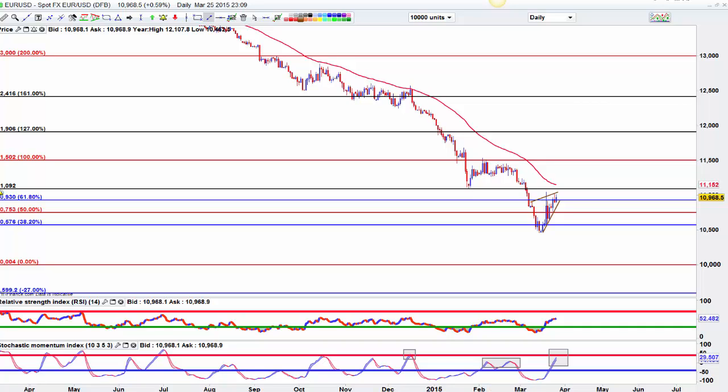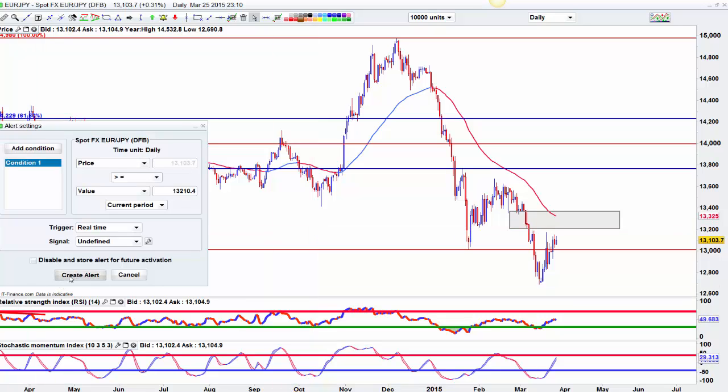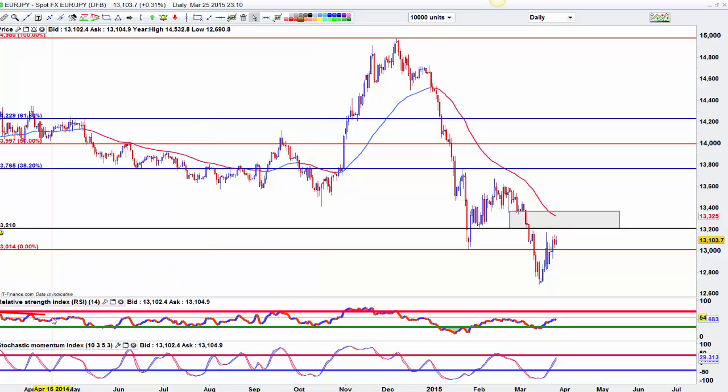And what else have we got? Euro yen. This has been very resilient, this one. Well, like the Euro US, really. Again, that's the sort of area I'd like to see for a short. And so I'll alarm that area for the next leg down. So we haven't done a test of the 50 MA for a while, so maybe we can get that.